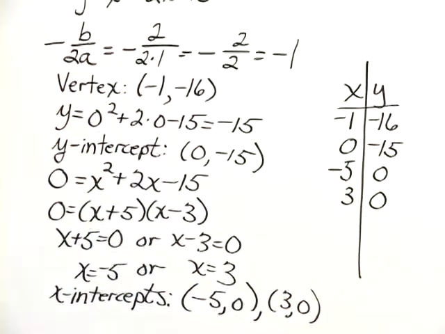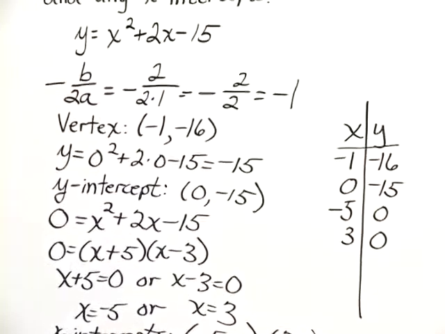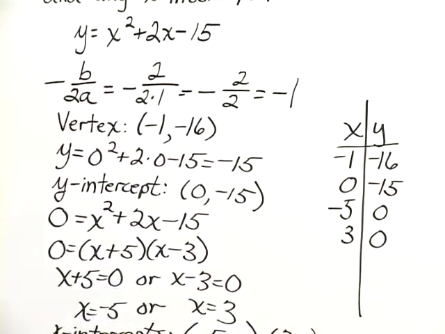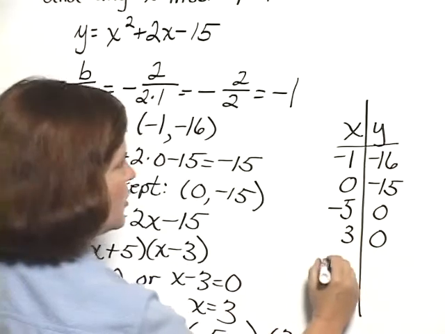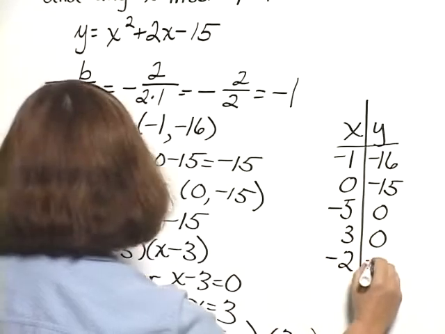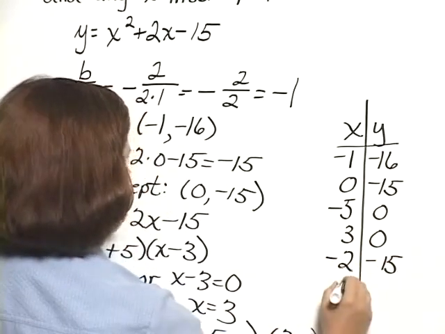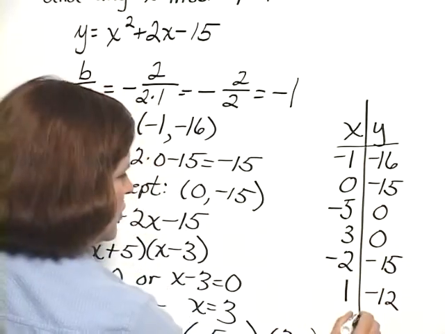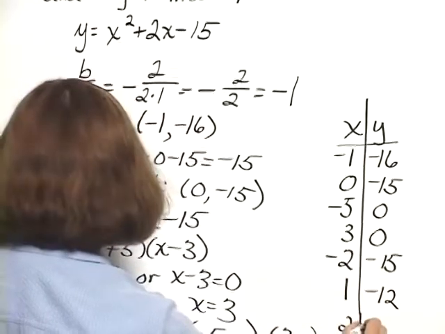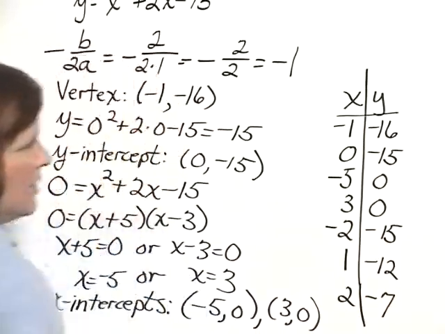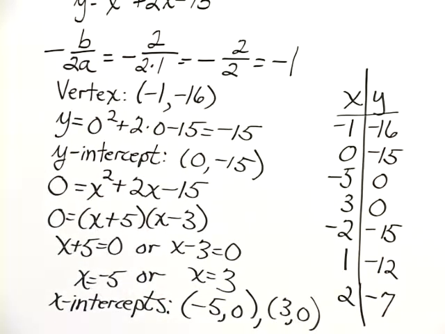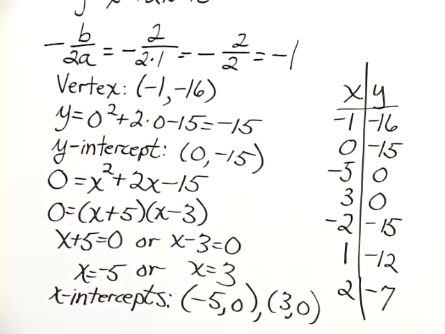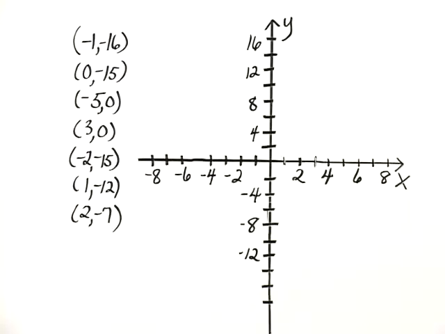And we can find a few more points on the graph by choosing some values for x and finding the corresponding values of y. For example, if we let x be equal to negative 2, we have y is negative 15. If x is 1, we have y is negative 12. And if x were 2, we'd have y equals negative 7. This gives us quite a few points to graph and then to connect them to graph the parabola. So we'll plot the points that we found and we'll connect them to draw the parabola.